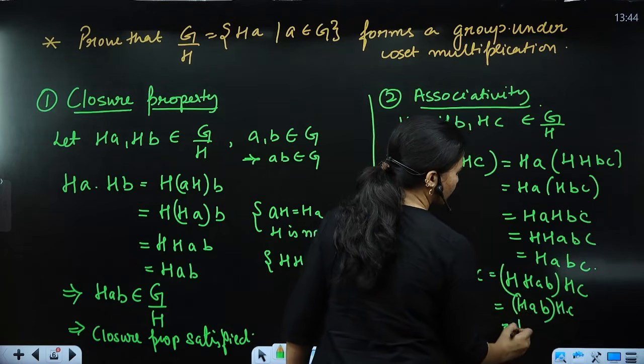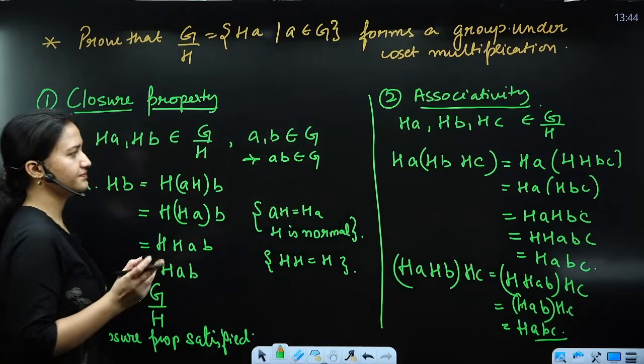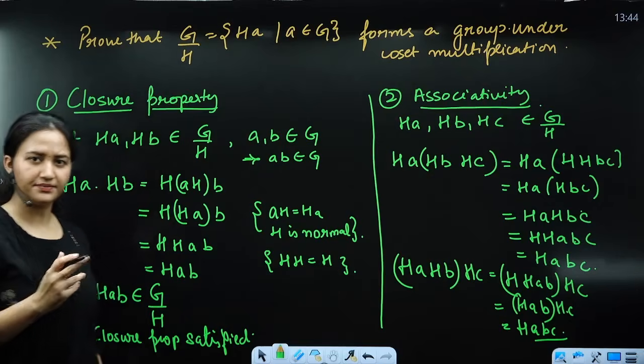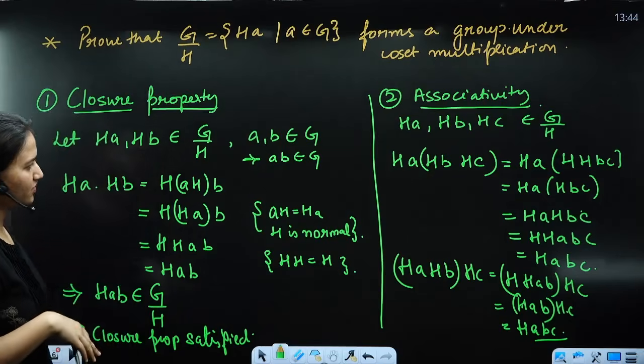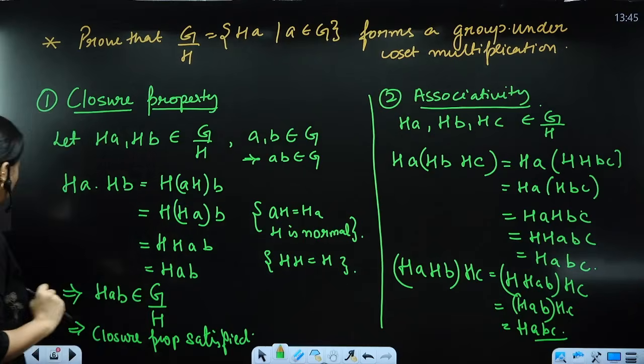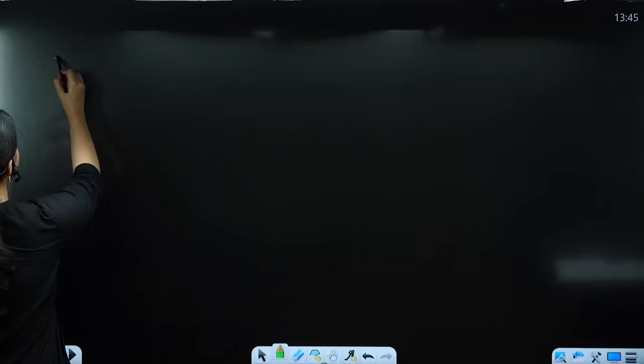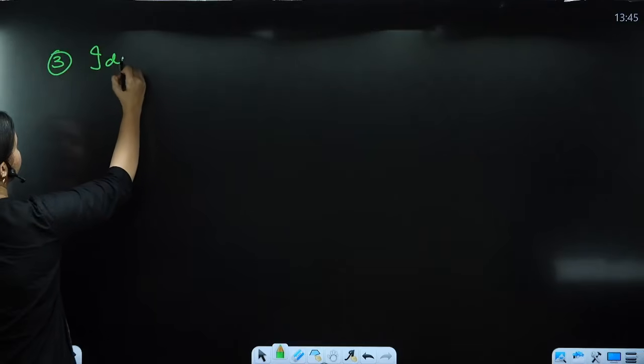I guess we did one theorem as well, na? Where we can write HAHB is equal to HAB, right? ठीक है, वो भी यूज कर सकते थे, कोई बात नहीं. So associativity also holds here, right? Now, for the next part we need the identity.